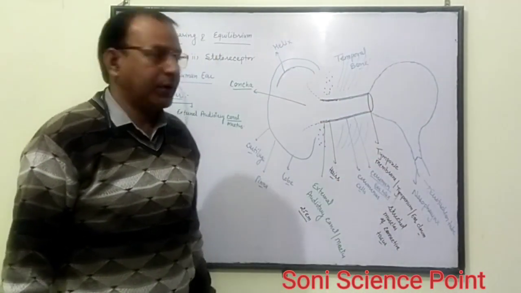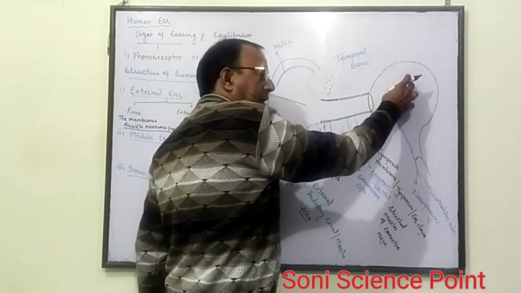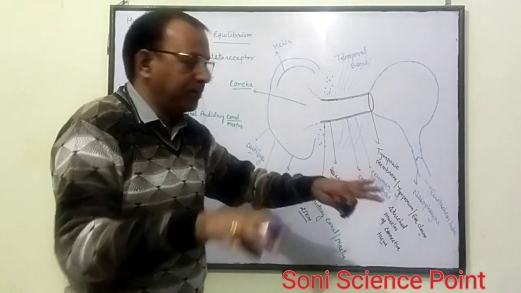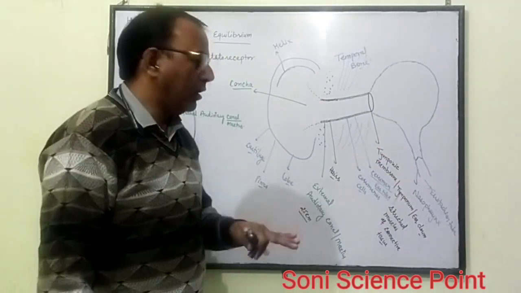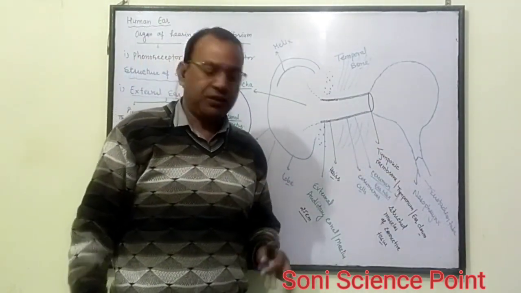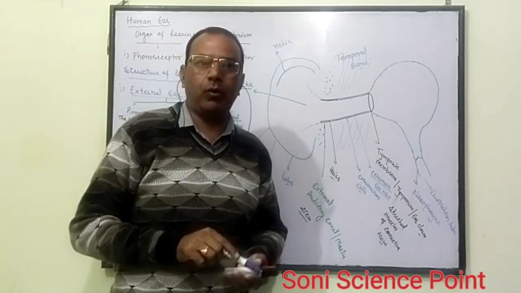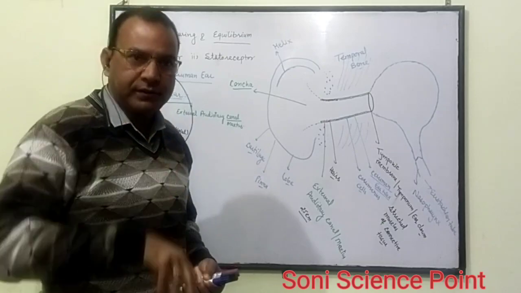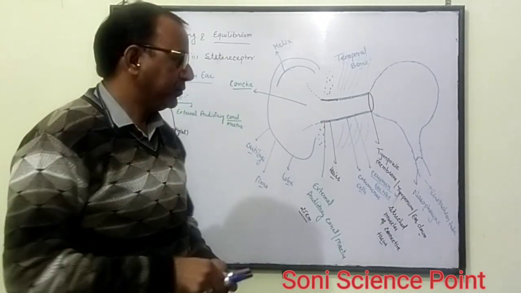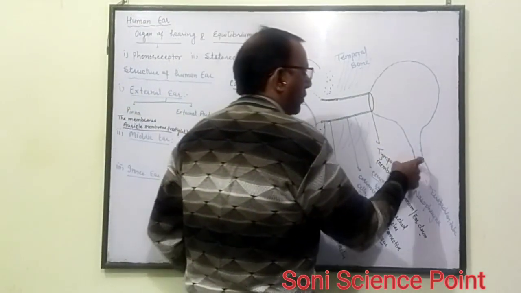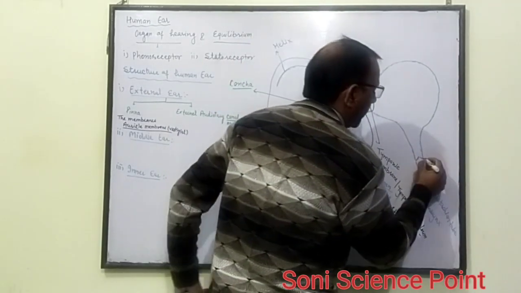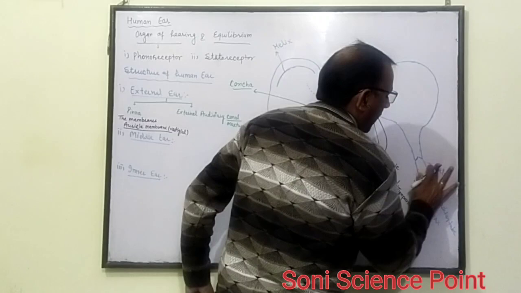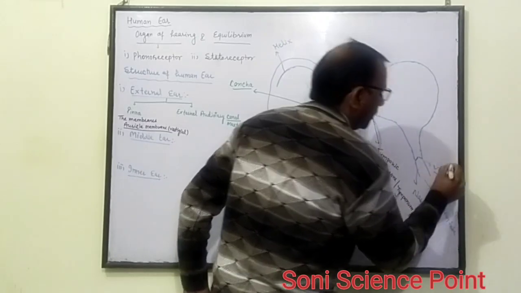These valves remain closed because the pressure of air inside the middle ear and the external environment remains the same. These valves can open only during yawning or swallowing, when we engulf some food. Otherwise these valves remain closed, and they are called eustachian valves.